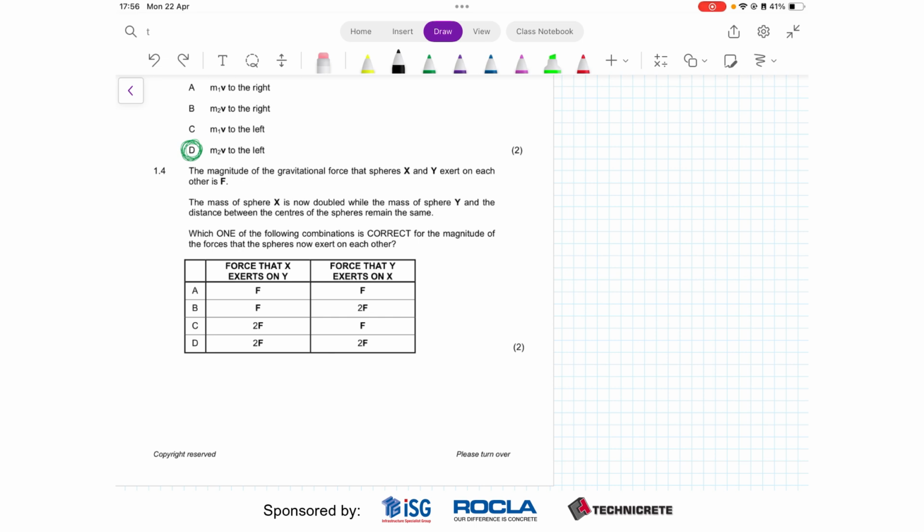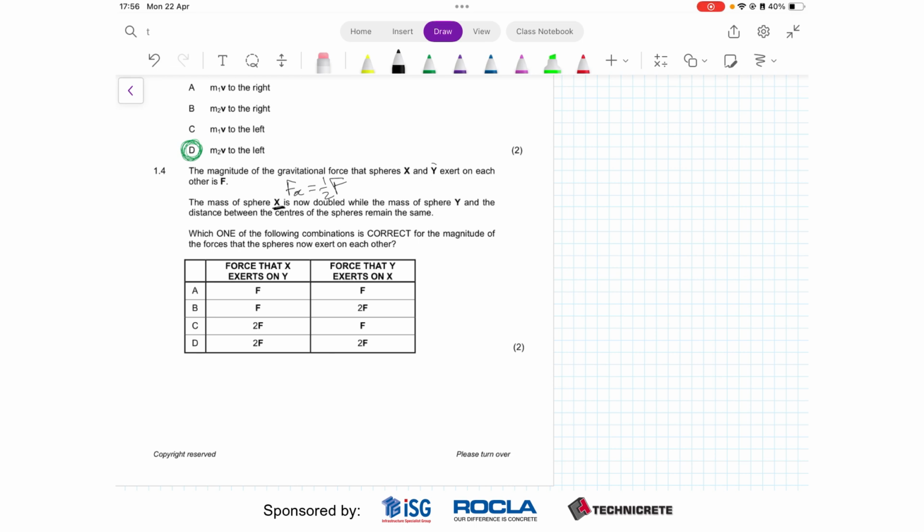Yes. So if we are doubling the mass of sphere X, it means that the force on X is going to be halved. So if the force on X is going to be halved, the option we are left with is D, because the force that Y feels is due to X, and the force that X feels is due to Y.